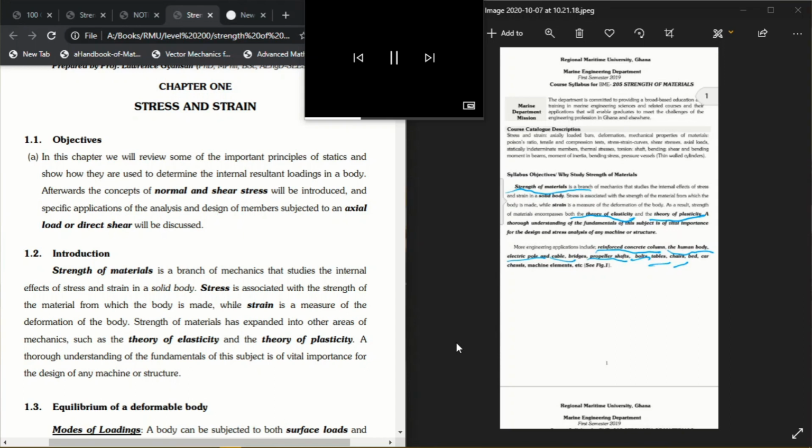And actually, strength of materials exists in two fields. One, we have something called theory of elasticity, and then the second one is theory of plasticity.